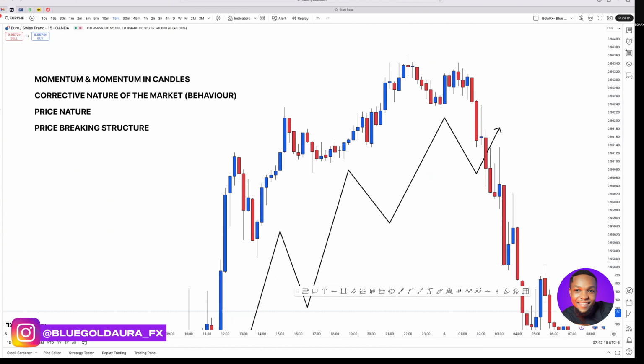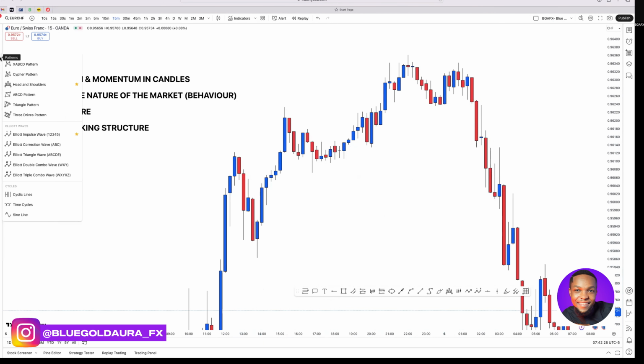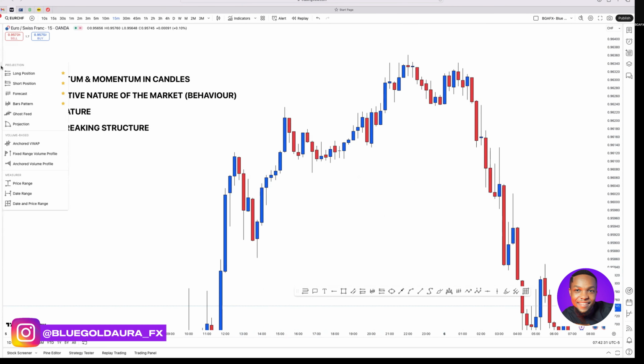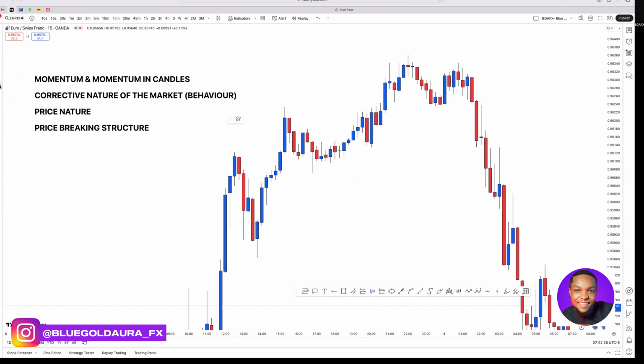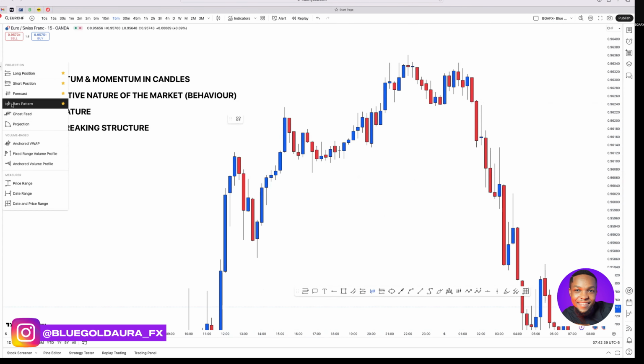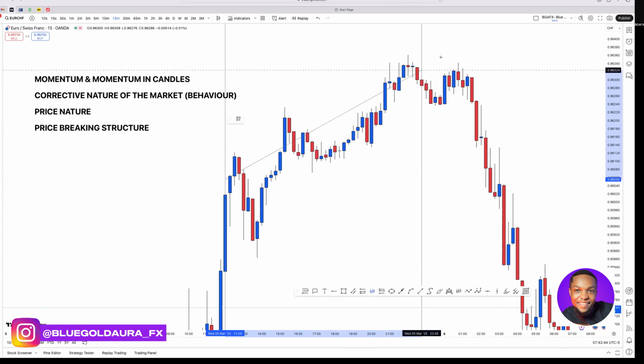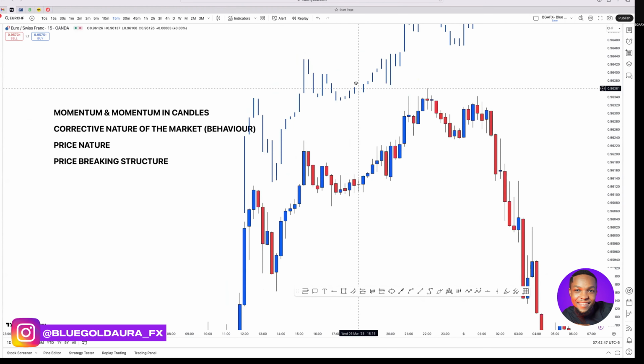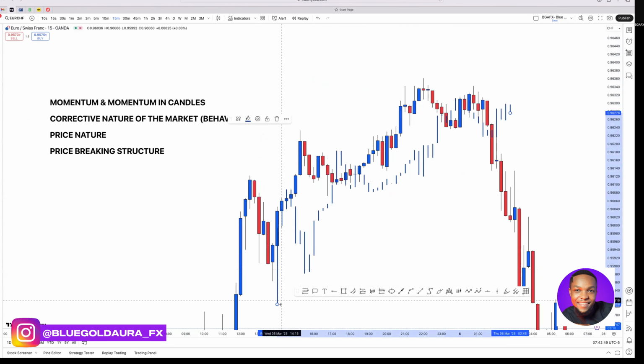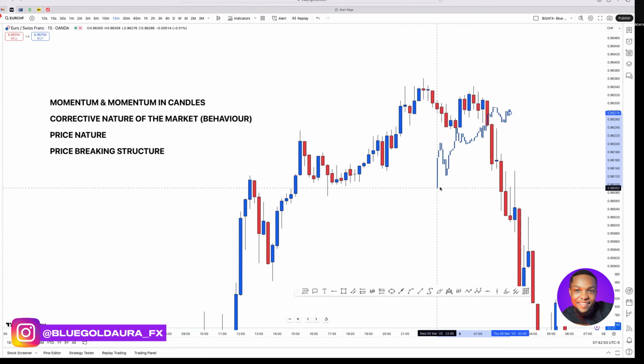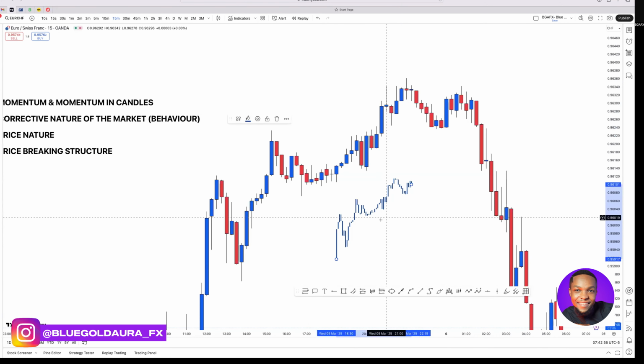And I want to show you something with this particular tool that I like to use as well when I'm mapping this price. Let me just quickly look for it. There we go. All right. So if you come here and look for the bars pattern, and if we just pull from this point all the way up to where the correction ended, you'll see that the market is going to create a certain pattern here.